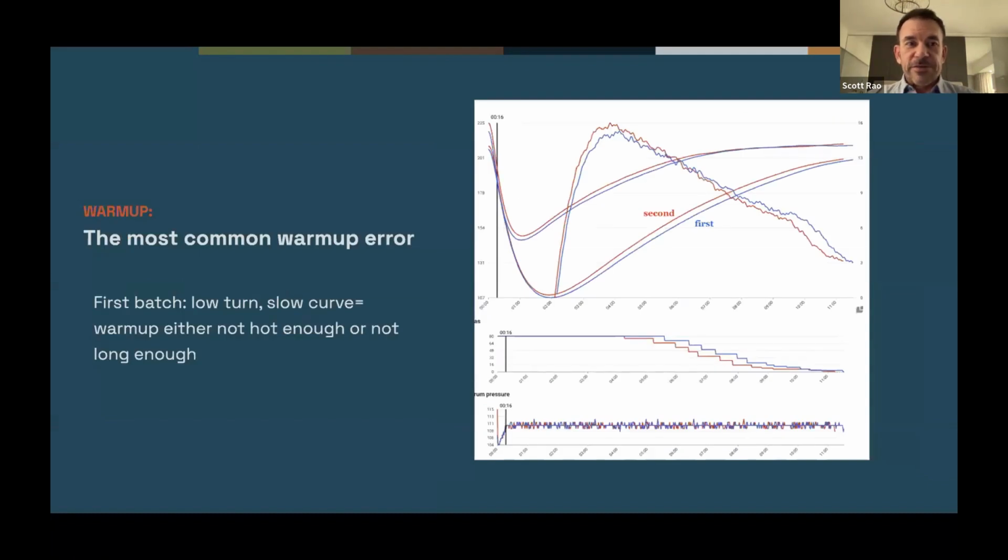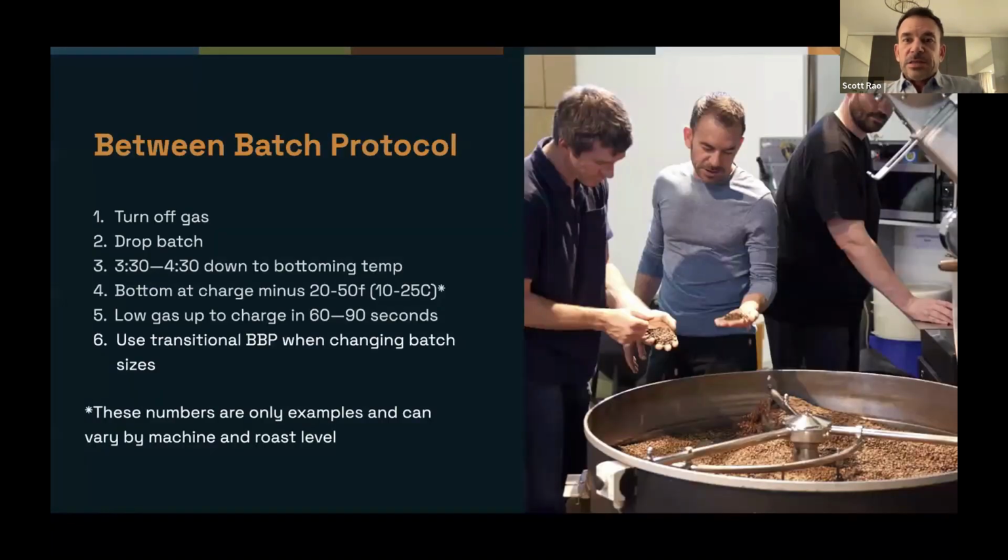Okay, we saw this graph already. And okay, so that's what I want to say about the warm-up. Now, something somewhat similar to the warm-up is that between batches, you want to manage the thermal energy of the machine when the machine is empty in such a way that when you put the beans in, you are starting at the same level of thermal energy as you always do for that coffee and batch size.